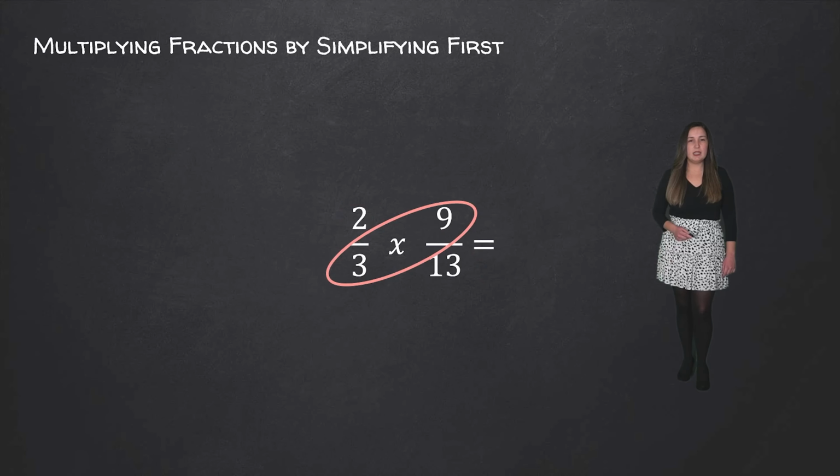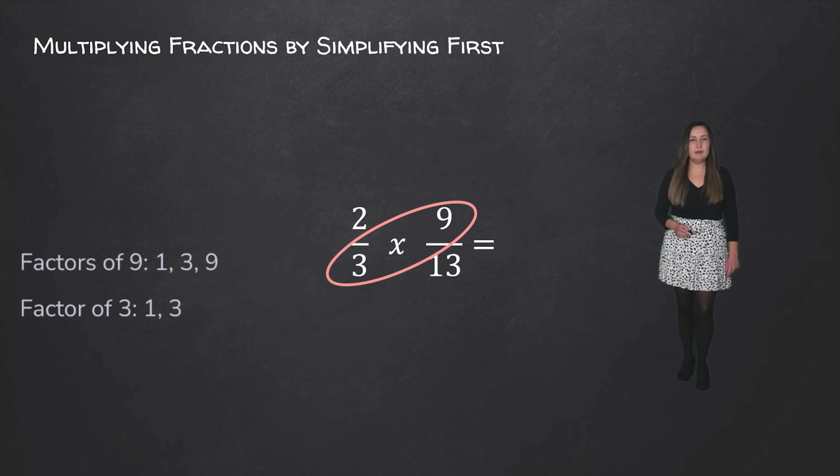Then we're going to take a look at 9 and 3. So our factors of 9 are 1, 3, and 9. And our factors of 3 are 1 and 3. So they both have a common factor of 1. And they both also have a common factor of 3. That makes 3 our greatest common factor, so we're going to divide both these numbers by 3.